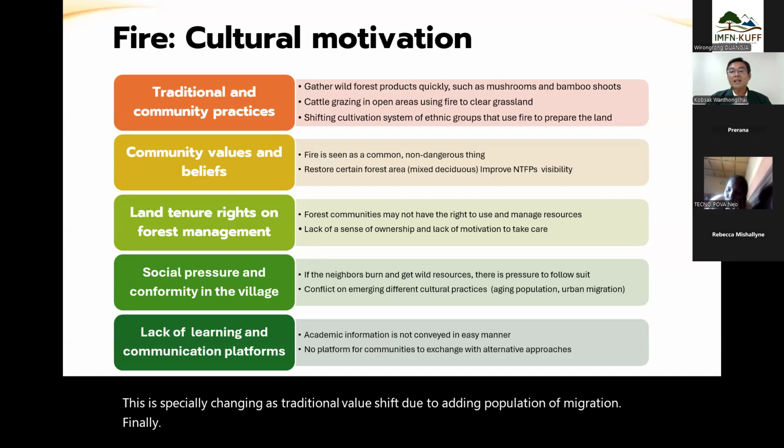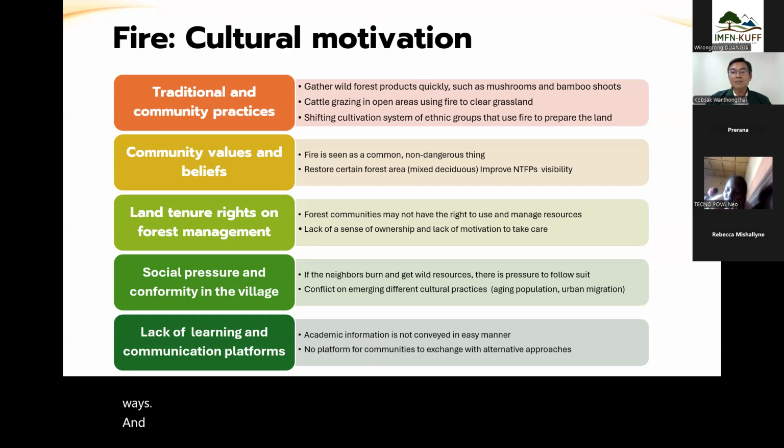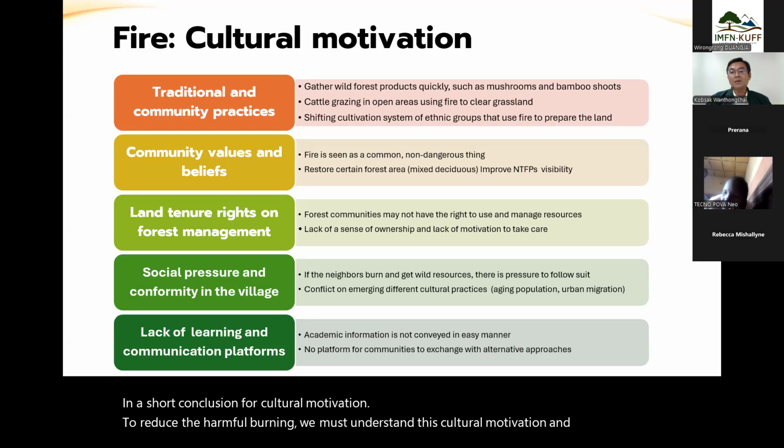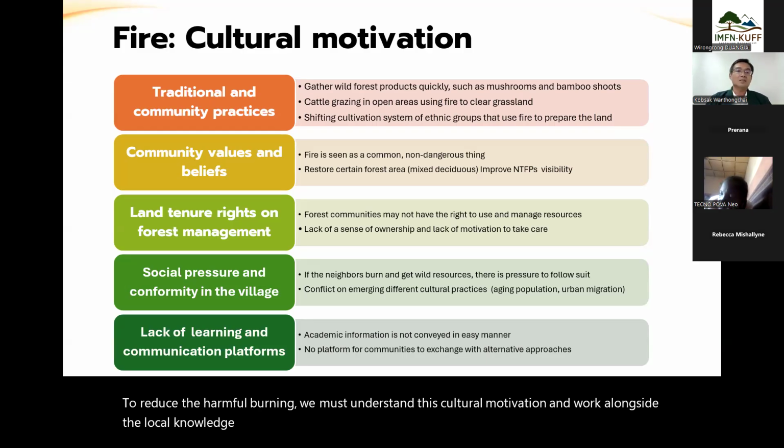Finally, there's a lack of communication. Scientific knowledge rarely reaches communities in practical ways, and they often have no space to learn about alternatives. In a short conclusion for the cultural motivation, to reduce harmful burning, we must understand this cultural motivation and work alongside local knowledge, not ignore it. So this is the message that I would like to send to you for the cultural motivation.